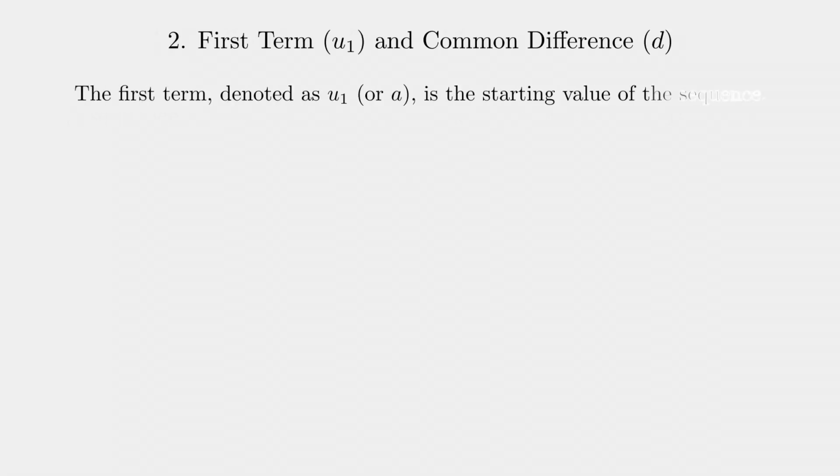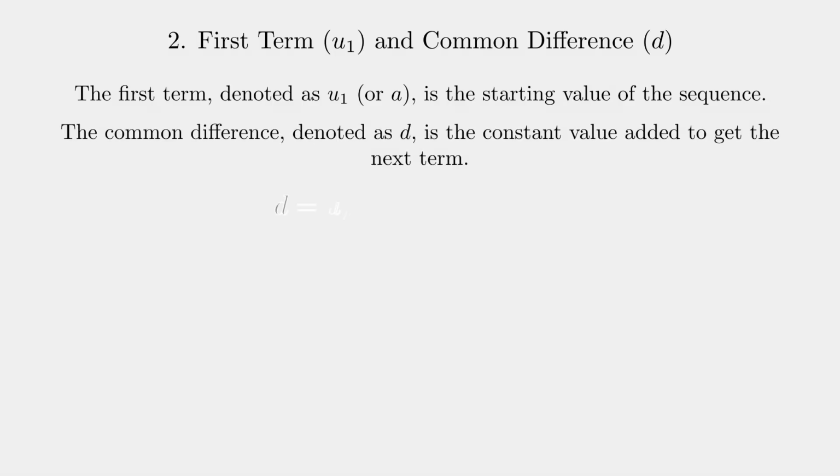Next, let's define two crucial components: the first term and the common difference. The first term, often denoted by u1 or sometimes just a, is simply the starting value of your sequence. The common difference, denoted by d, is that constant value you add to any term to get to the next one. You can find d by subtracting any term from its succeeding term. For instance, you can use un minus un-1. For example, I can say u3 minus u2. This will give me d. u2 minus u1 will also give me d.